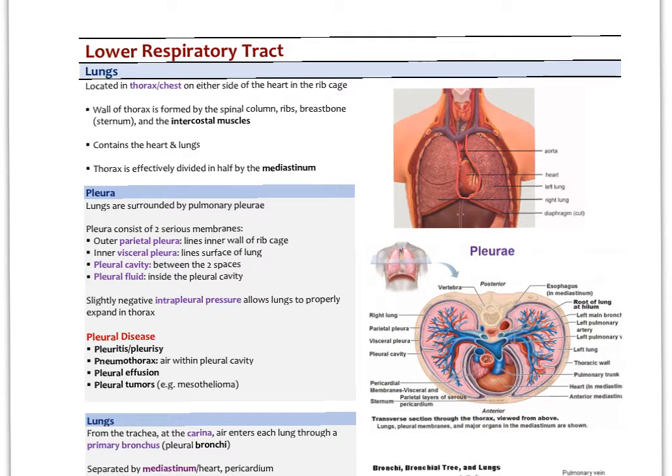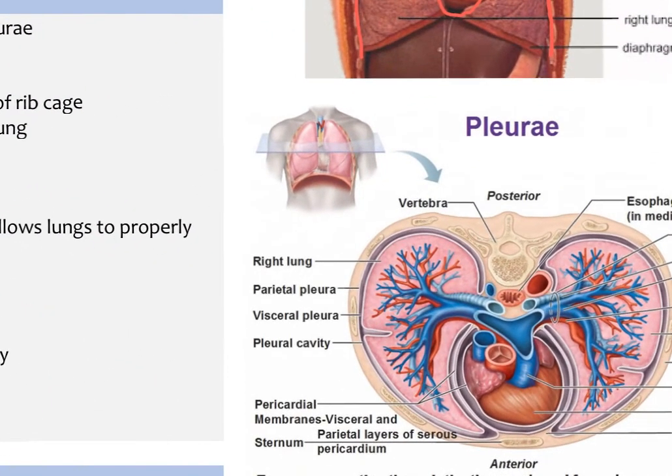Now the lungs are surrounded by a tissue, the pleura, and the pleura really has two membranes. There is one layer of the pleura which is attached directly to the wall of the thoracic cavity, so the ribs and the muscles there. That's called the parietal pleura. And then there is a visceral pleura which attaches to the surface of the lung itself. Between the two, there's a little cavity, the pleural cavity. You can see that here, that's the pleural cavity, this space. And there's a lubricating fluid, the pleural fluid, which fills that.